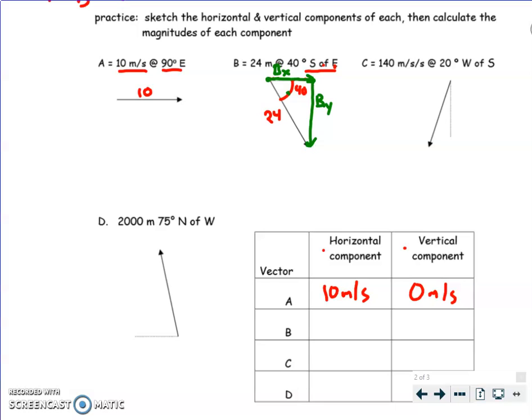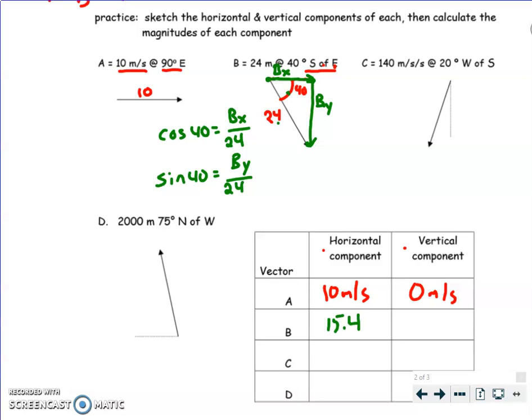So I'm going to say, okay, cosine of 40 equals adjacent over hypotenuse, and my hypotenuse is 24. And then for the Y component, I can say sine of 40 equals the opposite over the hypotenuse. And then I can solve for BX and BY. So again, make sure you're in degree mode. And so your BX is going to be 24 cosine of 40.